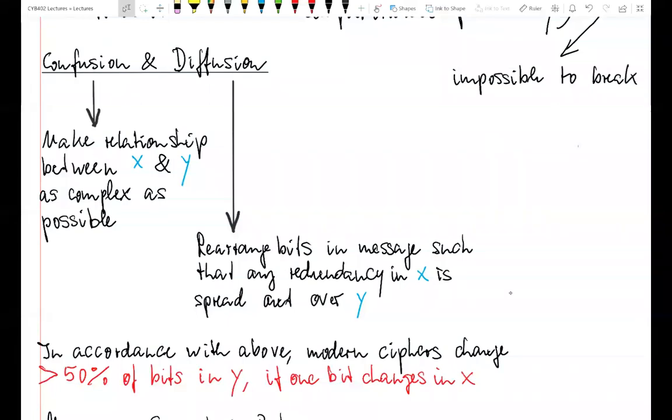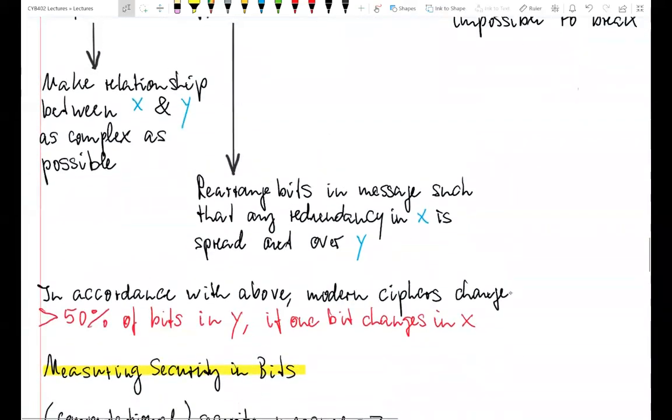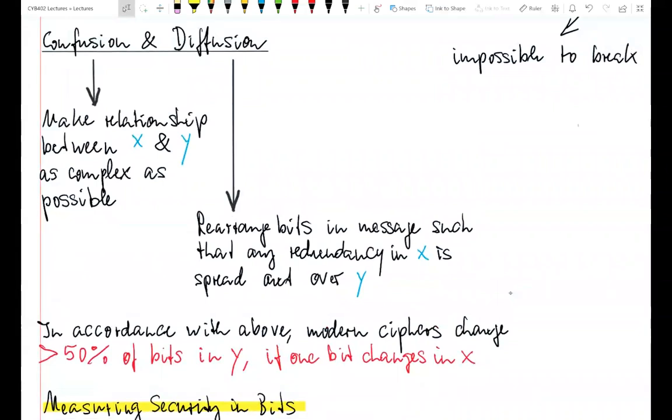So it relies on these two principles, confusion and diffusion, and I will tell you what that means. So let's start with confusion. What you want to do with confusion is to make the relationship between the plain text and the ciphertext as complex as possible. So you want to make absolutely sure that there is no way to make inferences given the ciphertext back to the plain text. So this is one principle.